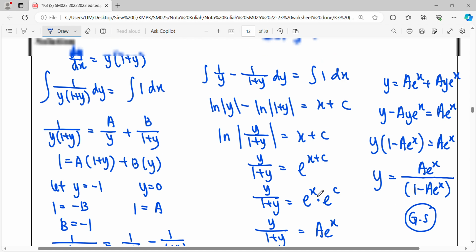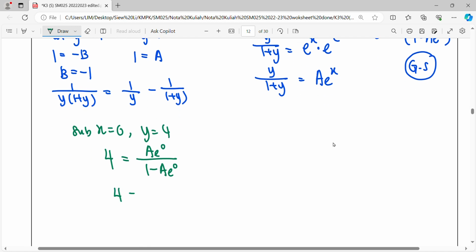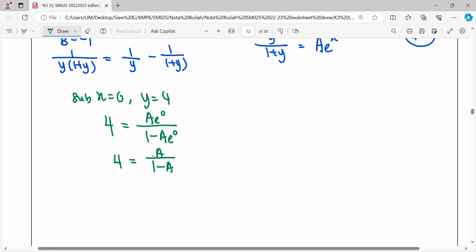After we get this general solution, we apply the value given here. We substitute x equals 0 and y equals 4 to find the particular solution, which means finding out what our constant A is. So we have 4 equals A times e to the power 0, which is 1. We simplify to find how many A we have. Cross multiplying, this is 4 minus 4A, and then we move this A to the left hand side: negative 5A equals negative 4. So A is 4 over 5.